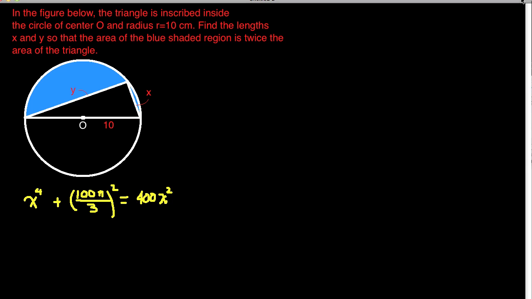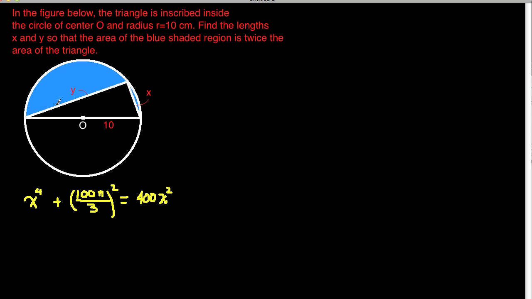Okay, this is part two of the solution to the problem. Here's the problem stated here. In the figure below, the triangle is inscribed inside the circle, center O, radius 10 centimeters. Find the lengths x and y so that the area of the blue shaded region, which is here and then a little bit over here, is twice the area of the triangle.